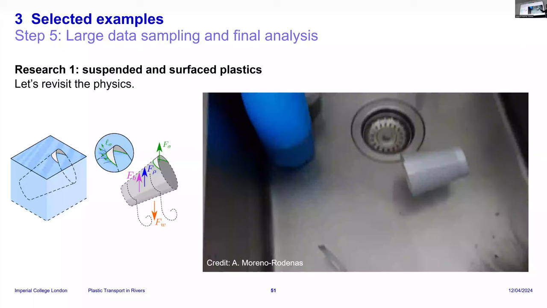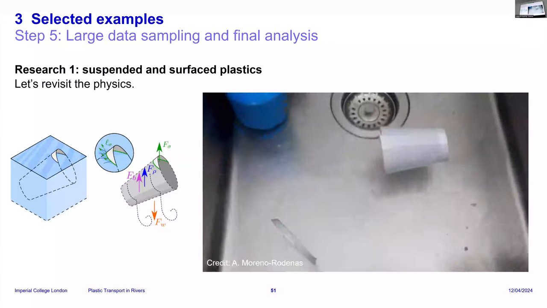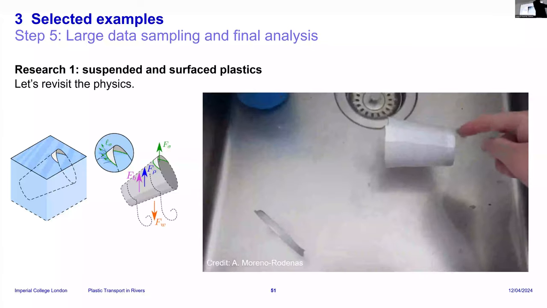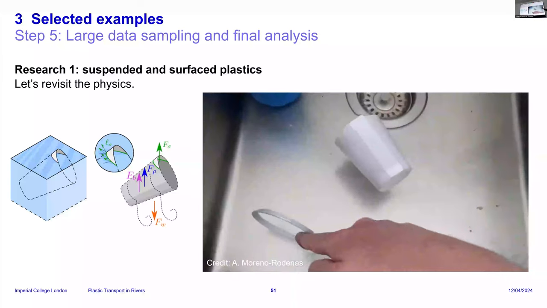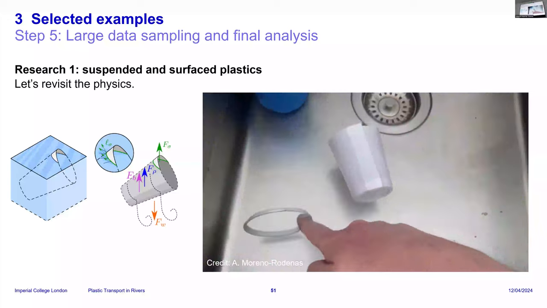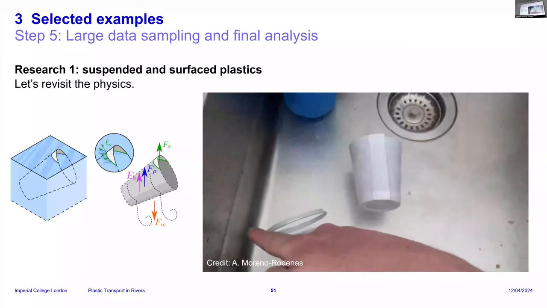So let's do some kitchen experiment. He took this plastic cup. In his kitchen, he cut the ring to make sure that there's no air trapped anywhere that you cannot see it. And you can see that it stays on the surface. And you will tell me, yes, of course. If you are looking at buoyant plastics, it will stay on the surface, right?